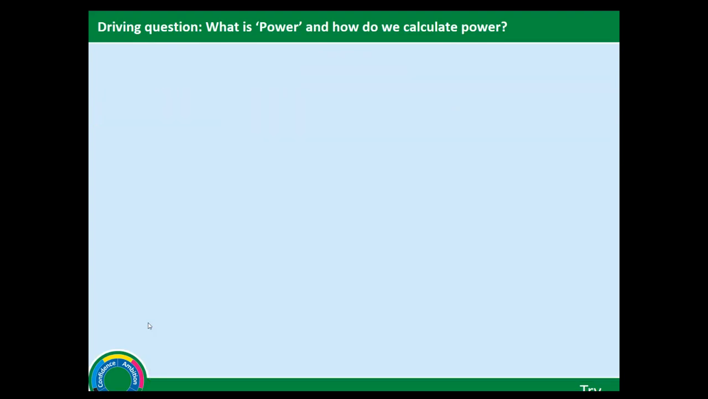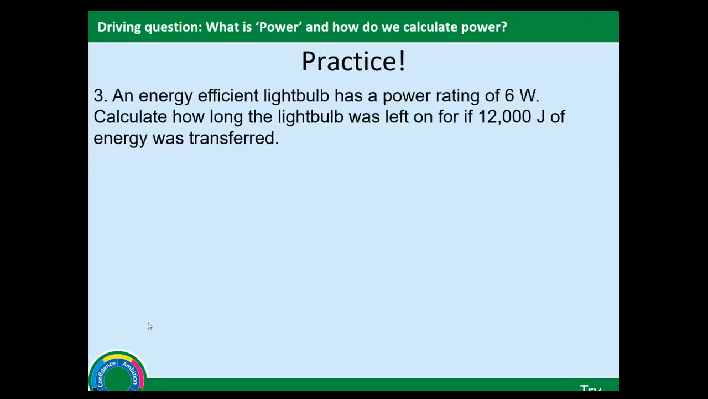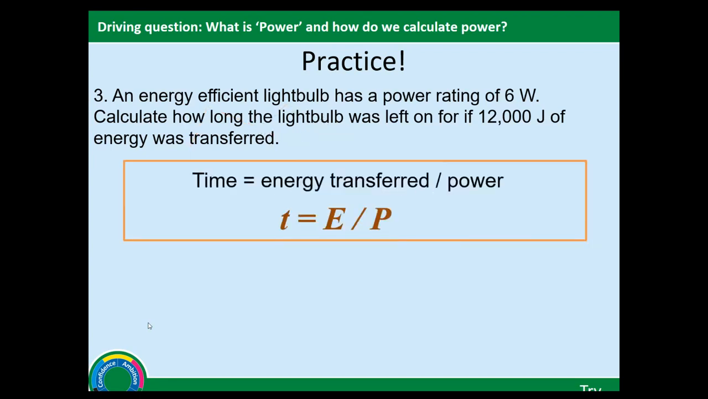Right. Last one: an energy efficient light bulb has a power rating of 6 watts. Calculate how long the light bulb was left on for if 12,000 joules of energy was transferred. So we're given energy, we're given power, we are asked to find time. We arrange the equation up to the point time equals energy transfer divided by power. Make our substitution and our answer should be 2,000 seconds.